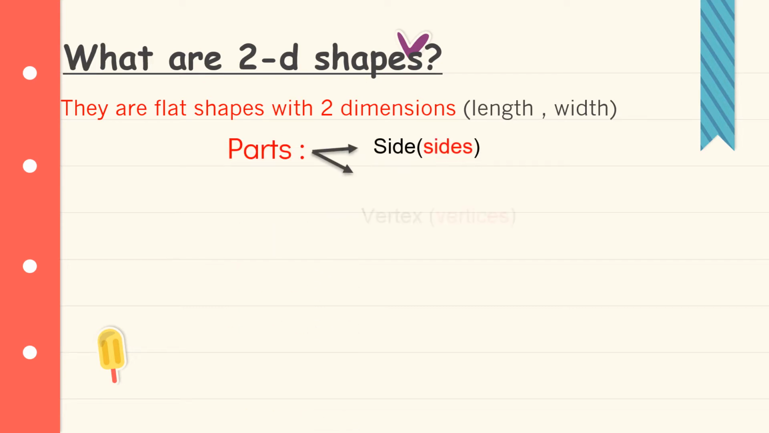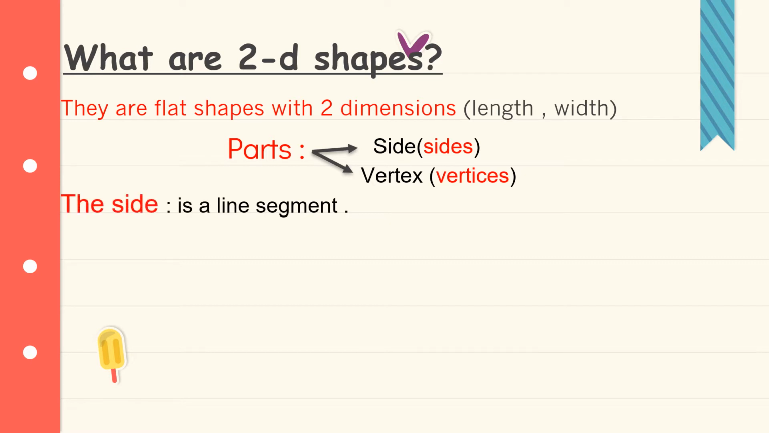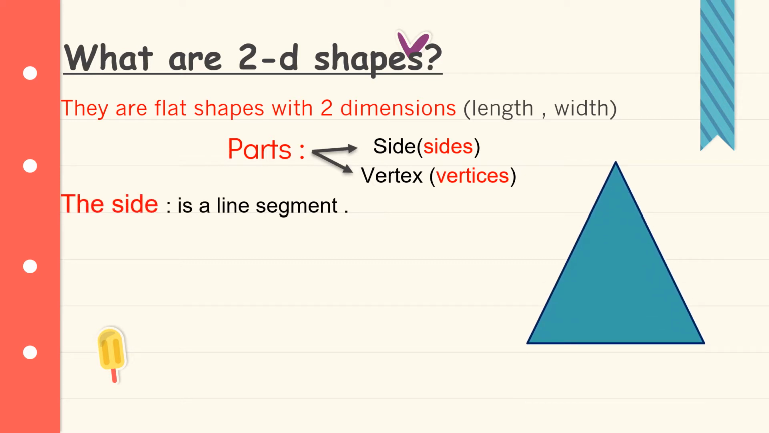We have two parts. The first part we call a side, and its plural is sides. And the second part is a vertex, and its plural is vertices. What is the meaning of the side? Like in our photo, the side is a line segment. This is a side, and this is a side, and this is a side. Here in this 2D shape, we have 3 sides.